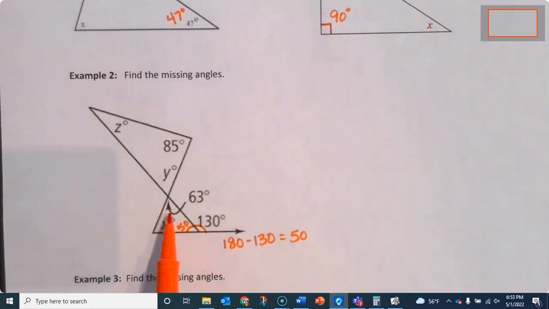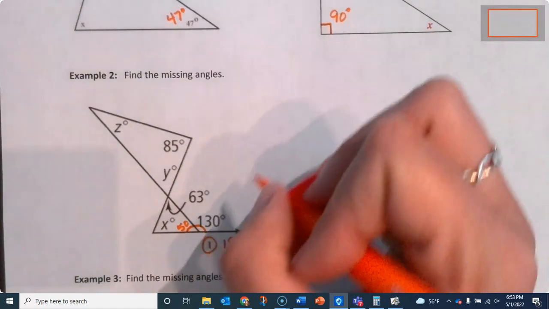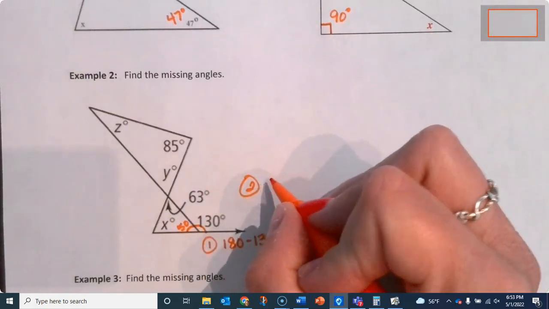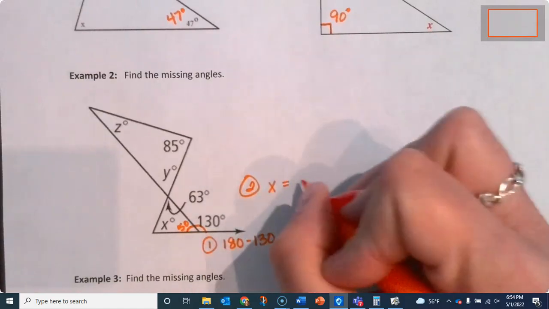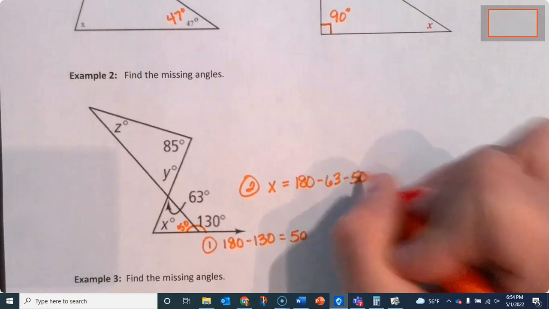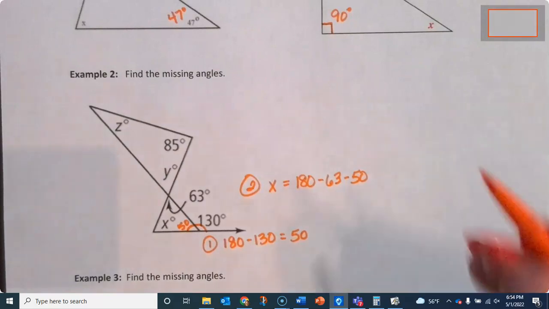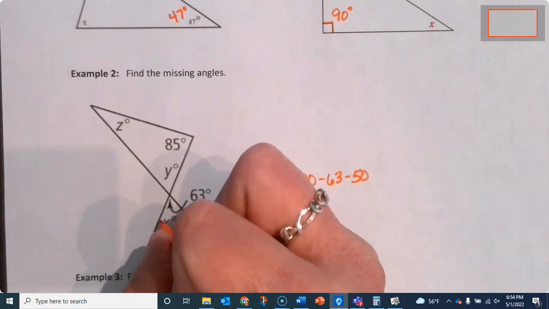Now we know this angle, and they're telling you this angle right here is 63. So we have a little triangle here where we know two of the angles. So I'm going to say that this was my step 1 on this problem. For step 2, I'm going to take 180 degrees for the angle. So we're trying to figure out angle X right now, right? So X is equal to 180 minus 63 minus 50, because those were the other two angles of that triangle. And we get 67 degrees. So this one's 67.